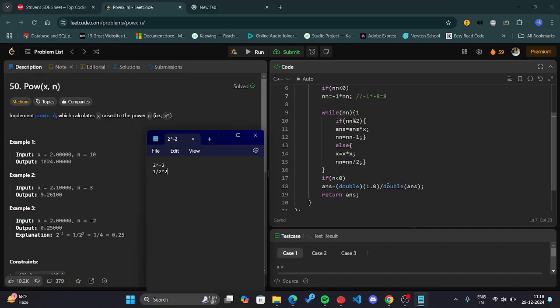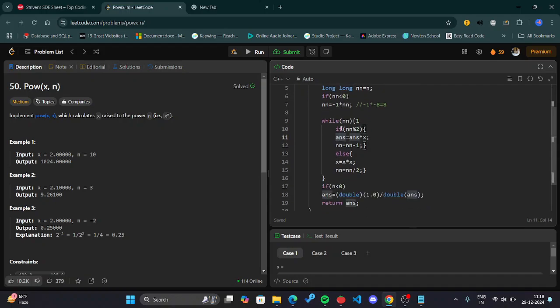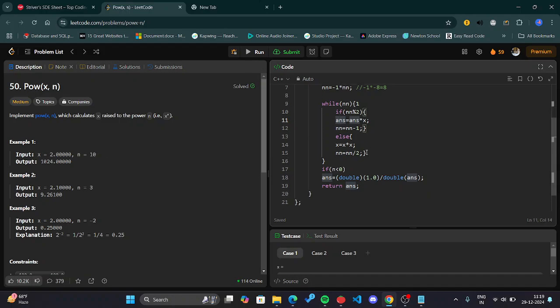And now we will understand what this while loop is doing. The power sometimes can be even or odd. Here the power is even, and here the power is odd. So it's a complete mathematical question. If the power is even, then we multiply x with x, that is 2 into 2 becomes 4.